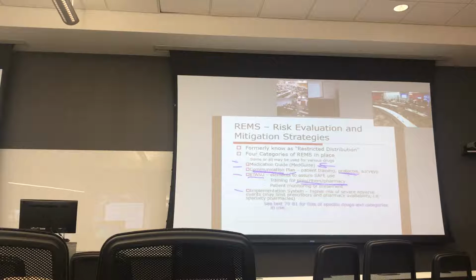The highest one is the implementation system. This is for products that have the highest risk of severe adverse effects, and they may actually limit who can prescribe it. They may actually limit which pharmacies can carry it. And at least one drug we've talked about already, thalidomide, is in this category.